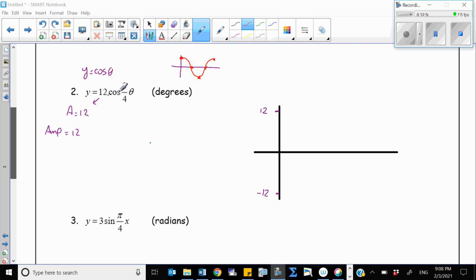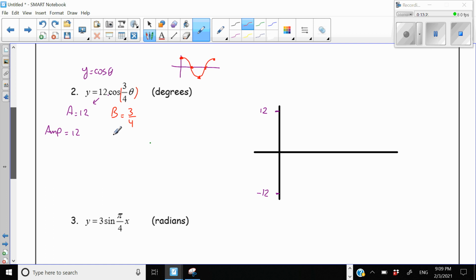Also, as you see here, we are multiplying the theta by a value, 3 over 4. This is the b value, which is multiplied by theta. So 3 over 4 is the b value. This b value is horizontally stretching our function. That means the period of the function is changing. Now let's see what change we are going to see on our function.